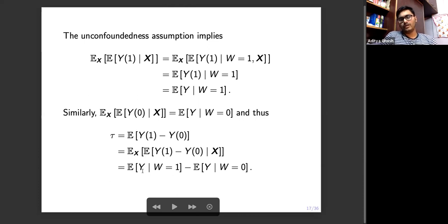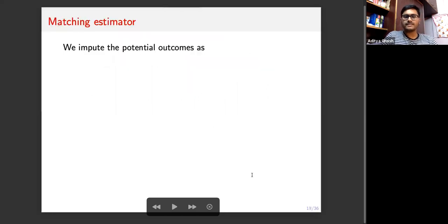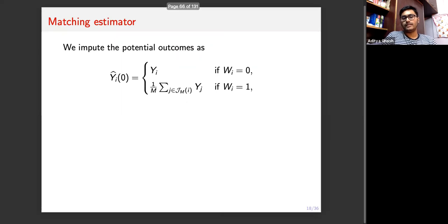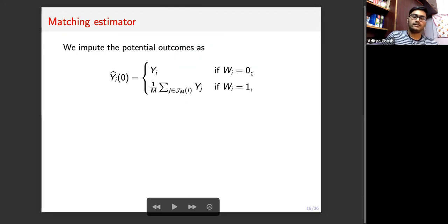So basically, when an observation is given the active treatment, we know y is y1. But when it is not given the active treatment, we have to somehow impute the value y1, right? And similarly for w equal to 0. So we impute the potential outcome using the idea of matching. Note that if w equal to 0, the ith unit is in the control group, and then we do not have to impute anything. We directly have this observation. But when it is in the other group, we impute it using the response of the units which are closest to it, and that is simply this average. Simple enough.